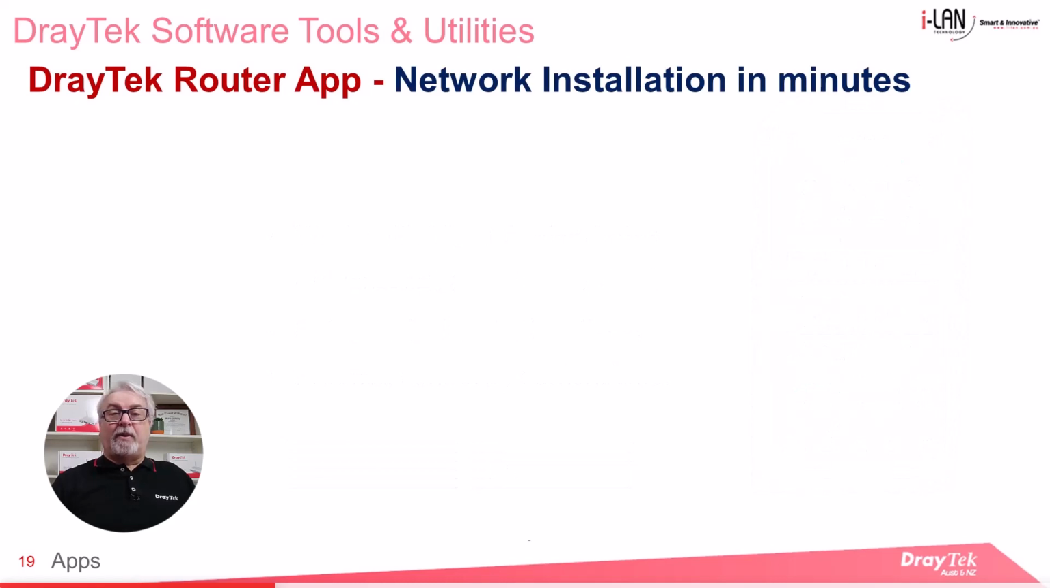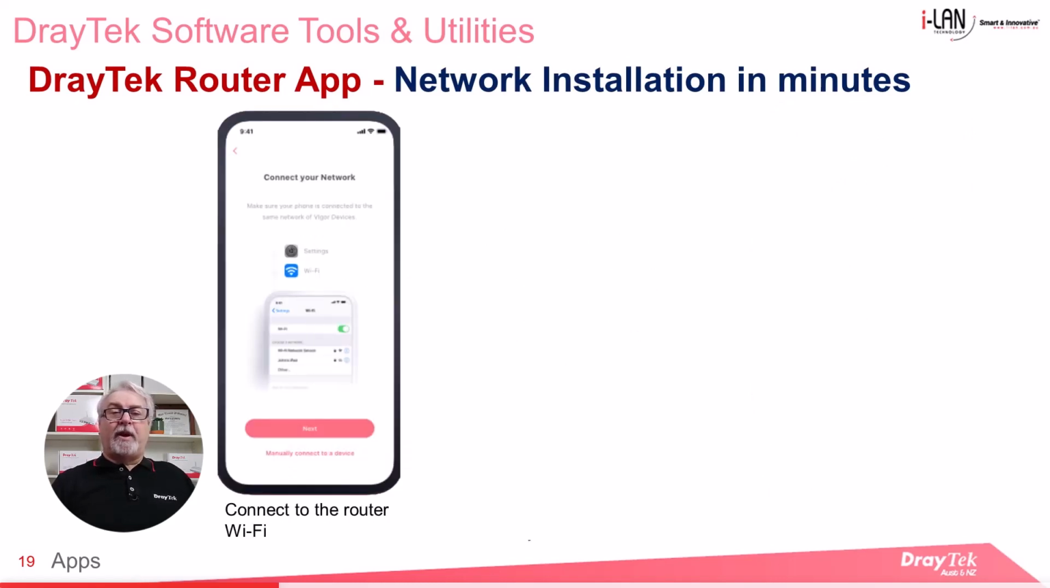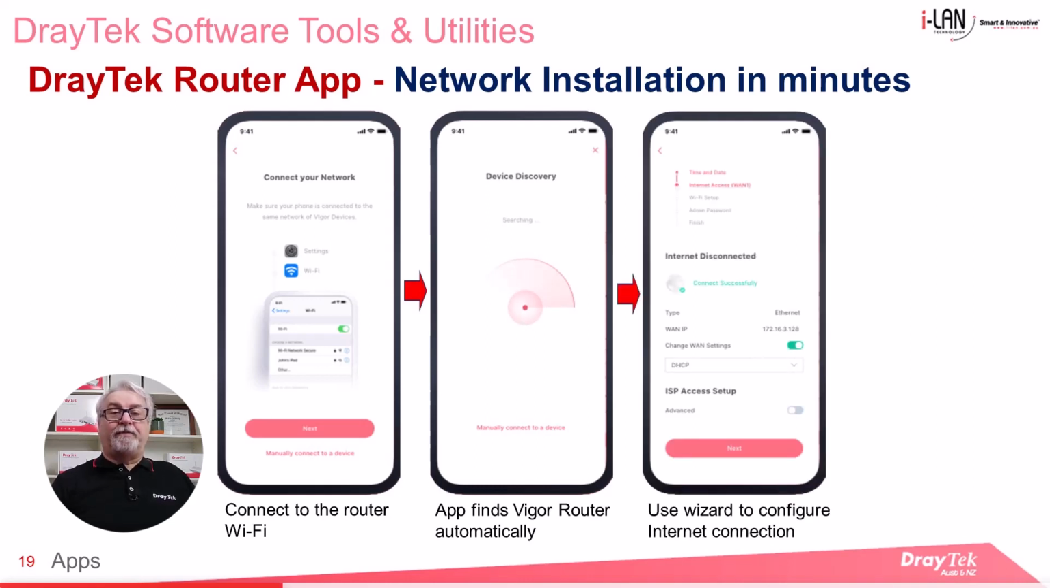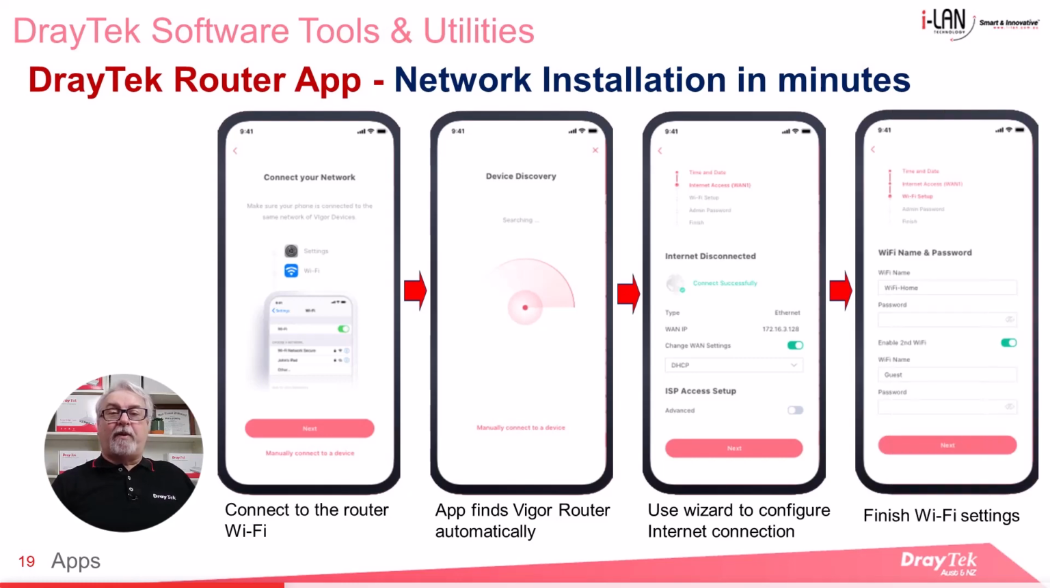A network can be set up within minutes in just 4 steps. First, connect to the router Wi-Fi. The app will find the router automatically. Then follow the wizard to configure the internet connection. And finally, finish by setting up any Wi-Fi settings needed.